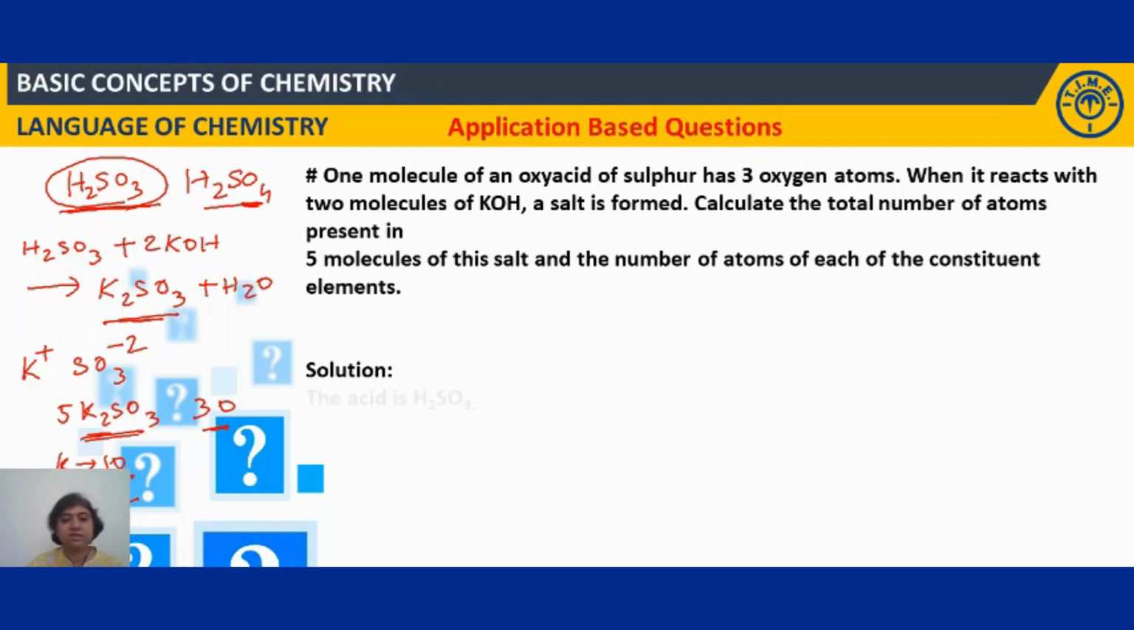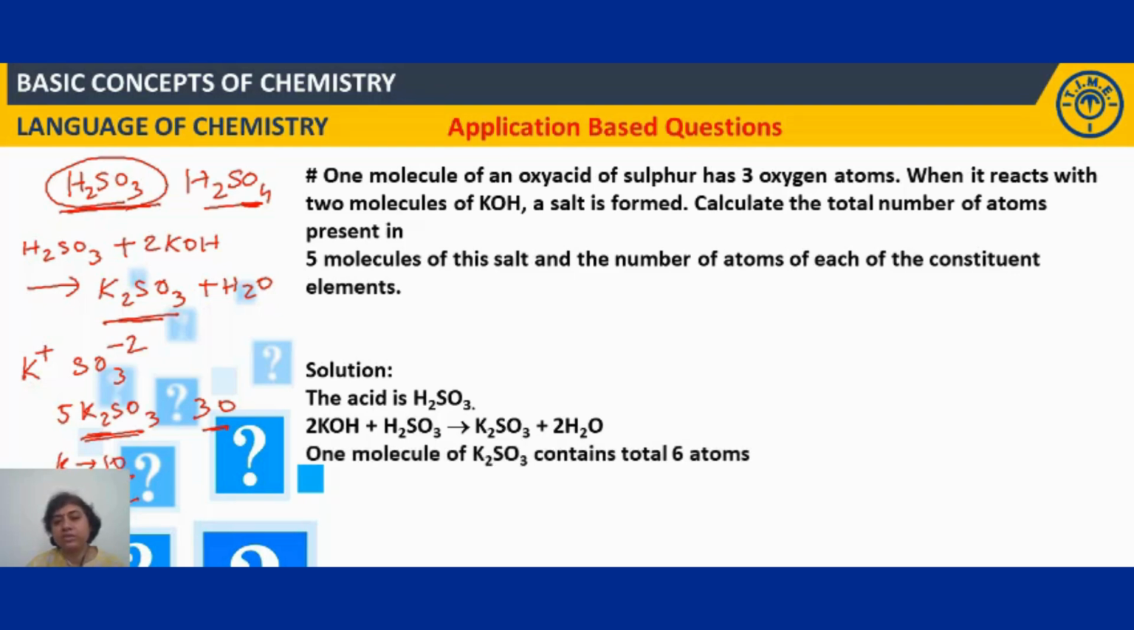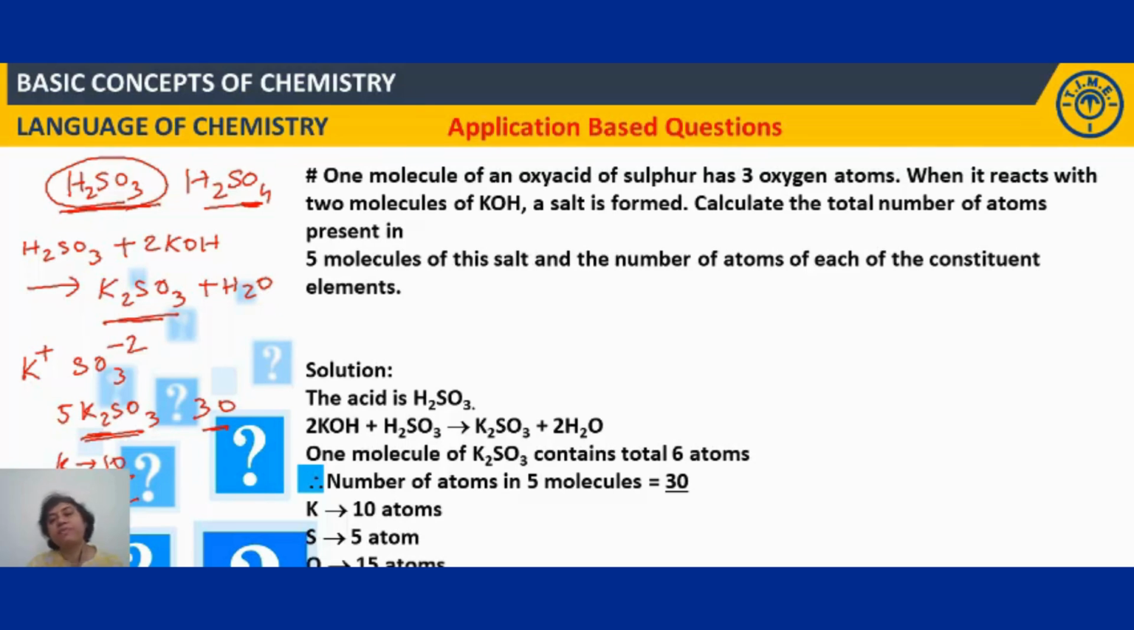Let's see the solution. The acid is H2SO3. The reaction by which the salt is formed gives K2SO3. 1 molecule of K2SO3 contains 6 atoms. So the number of atoms in 5 molecules of K2SO3 is equal to 30. Potassium 10 atoms, sulfur 5 atoms, oxygen 15 atoms. So we are done with our solution.